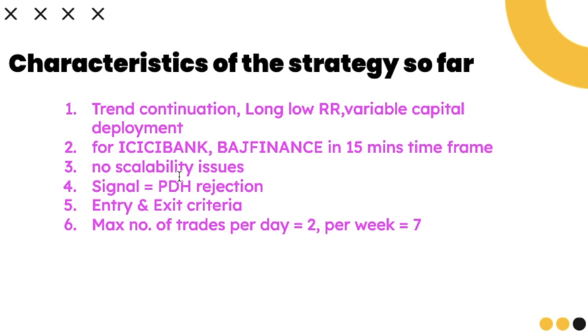Both of them have no scalability issues, and the signal is PDH rejection, and we have a bunch of entry and exit criteria as we have discussed previously. Also, just to curtail our intention to never get addicted, we are also restricting the maximum number of trades per day, per week and per month. So we have covered 6.